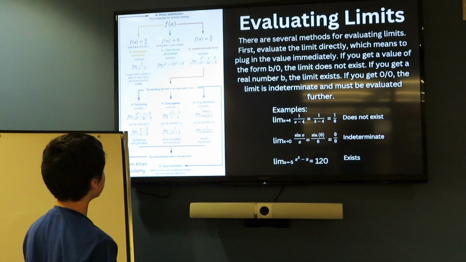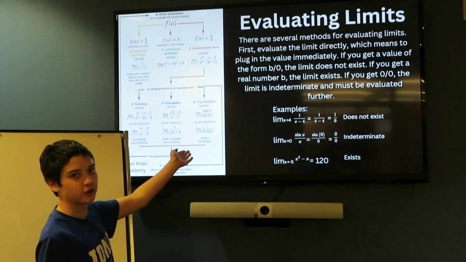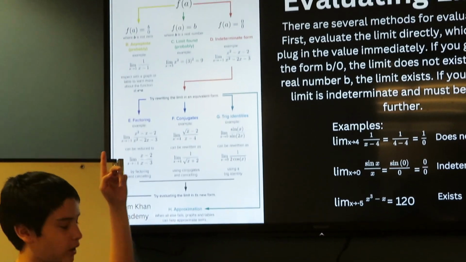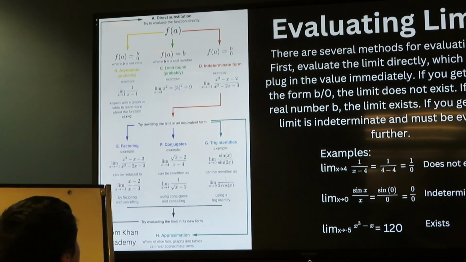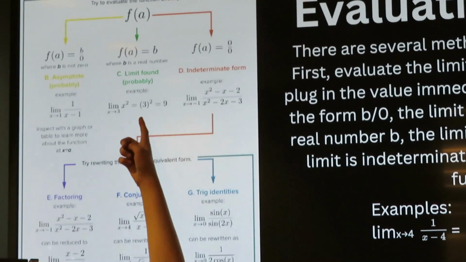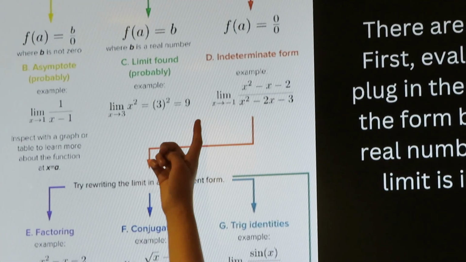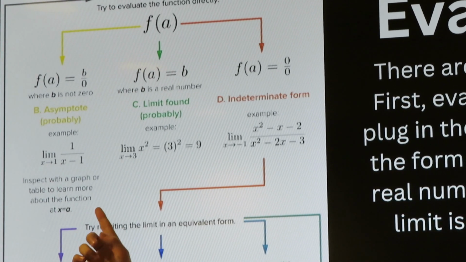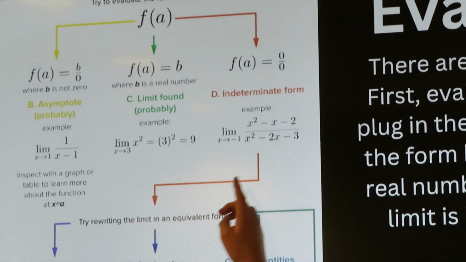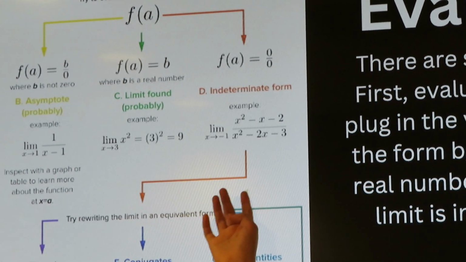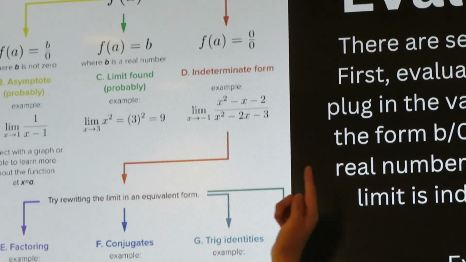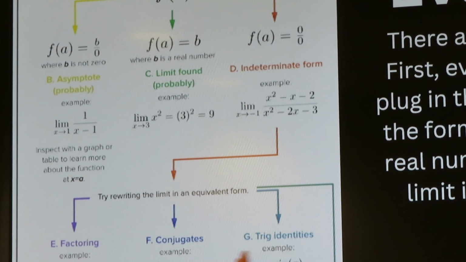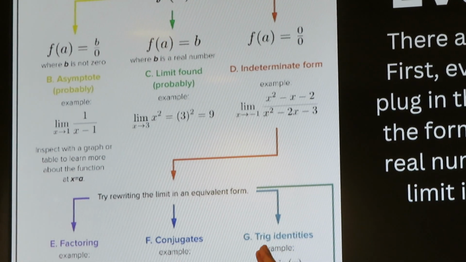So, here's a flowchart for how you're supposed to evaluate limits. As you can see, first, you're supposed to directly substitute the value a into the function. Hopefully this works, and this is the case that we want. However, sometimes we get b over 0, which usually indicates an asymptote, plus the function is not defined at that value. Sometimes we also get an indeterminate form, 0 over 0, and that causes us to continue evaluating by using one of these three methods: factor, conjugate, or trig identities.